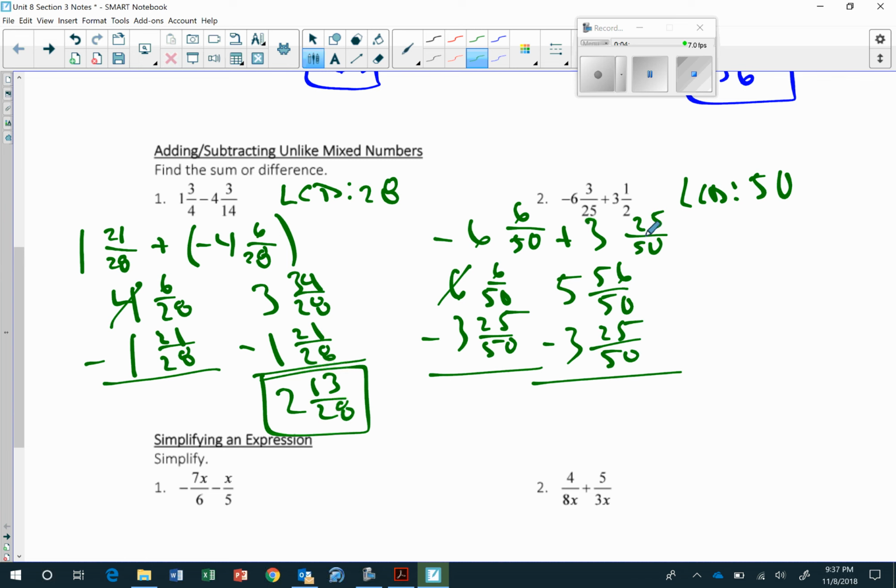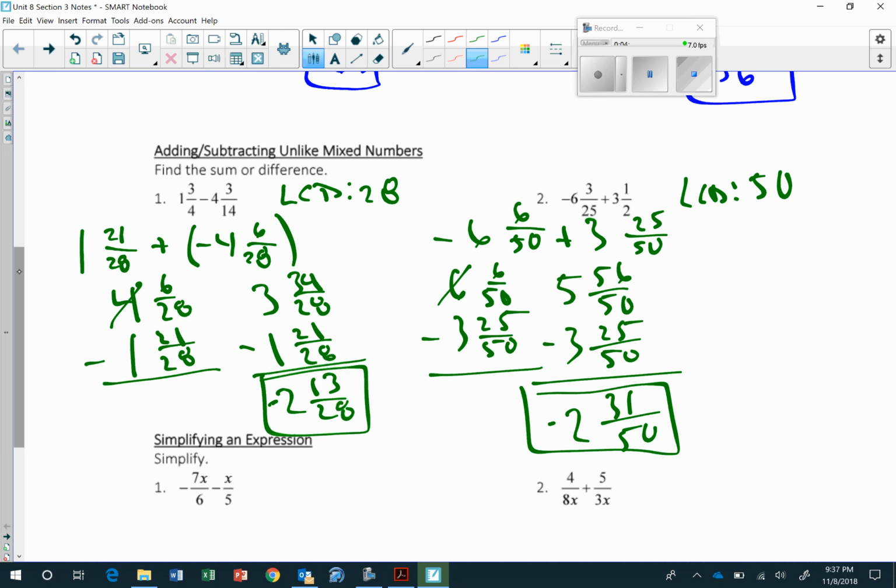So now I can subtract. 56 minus 25 is 31 over 50. 5 minus 3 is 2. I did the bigger one minus the smaller one. The bigger one was negative, so this should be a negative 2 and 31 over 50. And actually the one before should also be negative because that negative 4 was bigger than the 1.